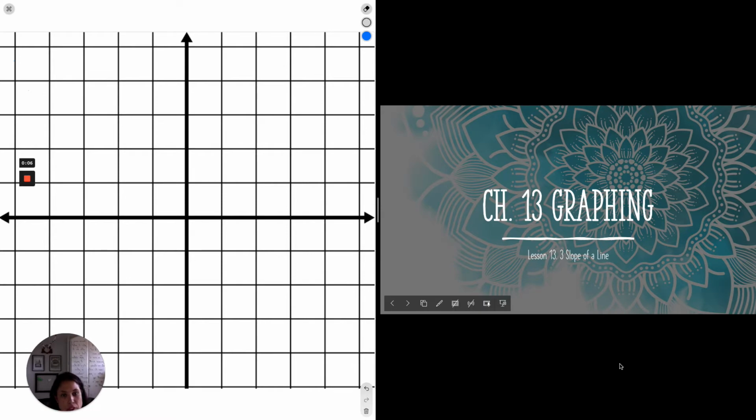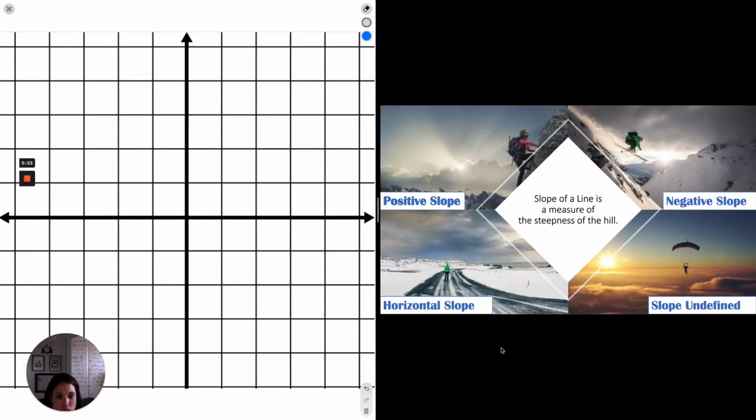Hi class, this is chapter 13, graphing, and we are finally at the chapter that you all have been waiting for all year long. We are finally going to learn how to find the slope of a line. You guys are going to rock it. You're going to do really well with this. Let's get into it. So look at my pictures here.